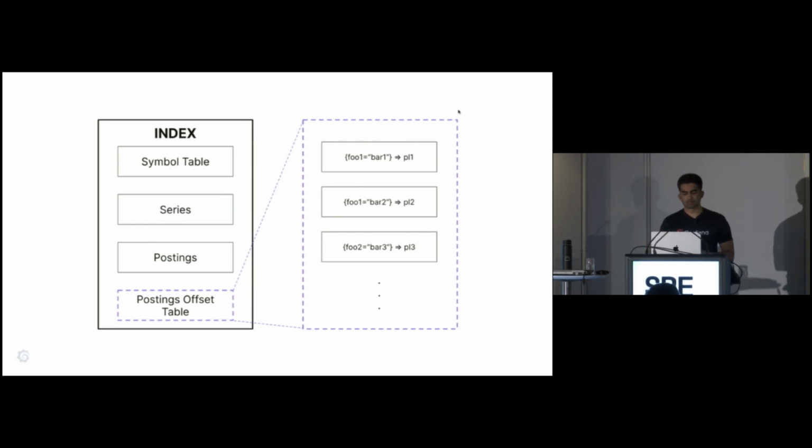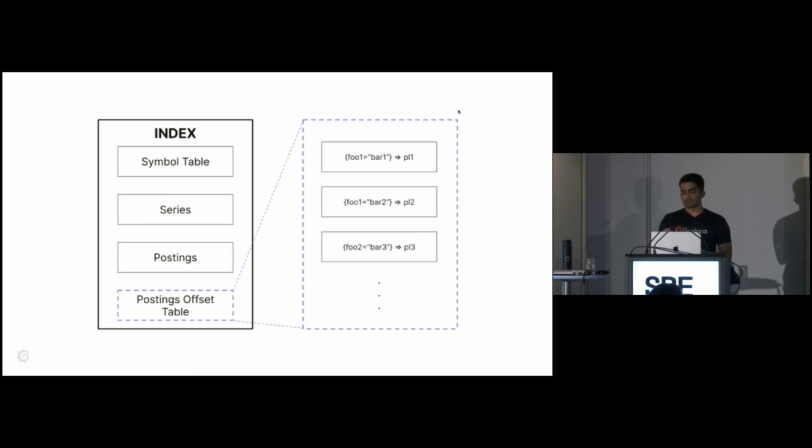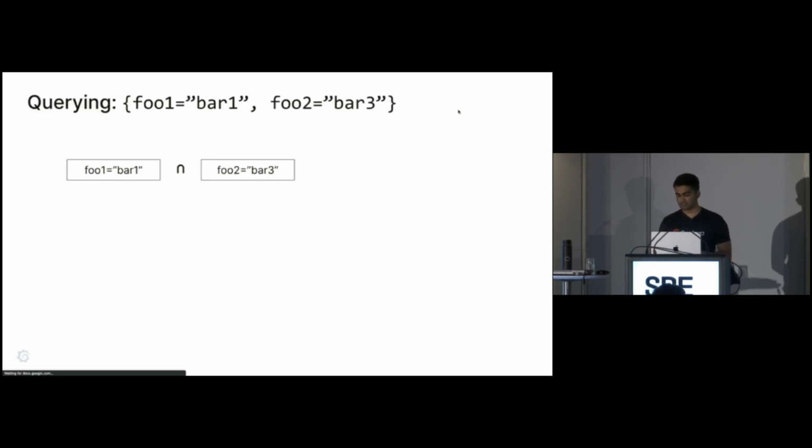So the postings offset table is like: foo1 equals bar1 is a particular label value which appears in some time series in the TSDB, and it says foo1 equals bar1 is present in a list of time series which is identified by PL1, the posting list one. So foo1 equals bar1 is in PL1, which means it's in the series S3, S6, S8 and S22. So you'll find this label value pair in these time series. Similarly, all the label value pairs that you see in the TSDB are listed in this table. So we will see how to use this right now.